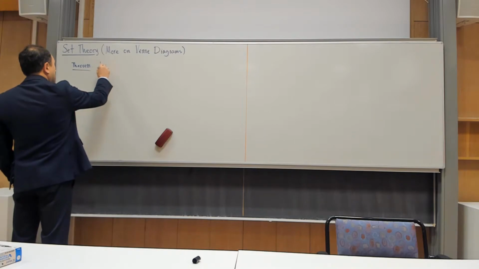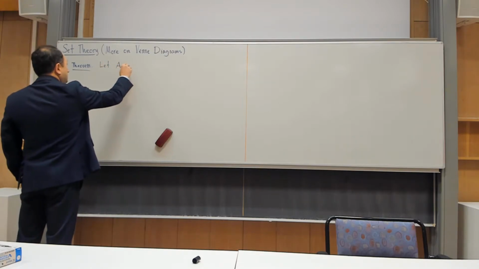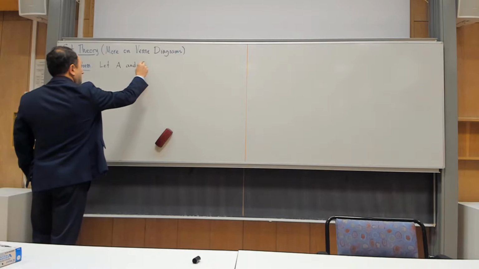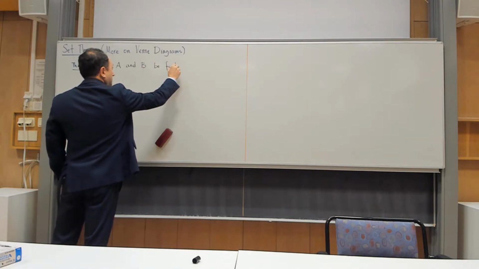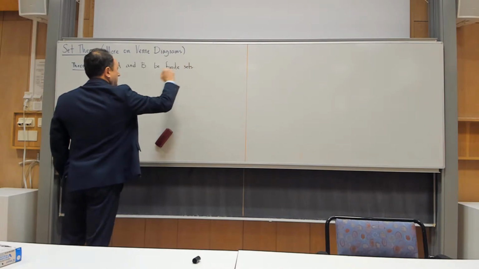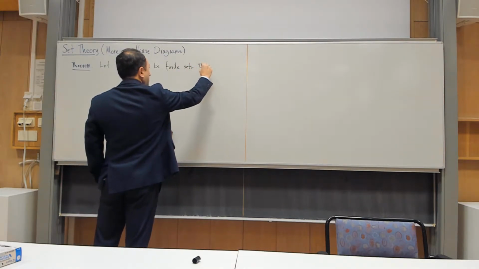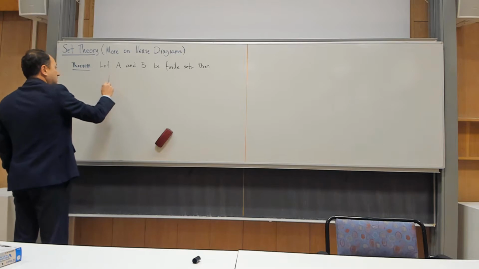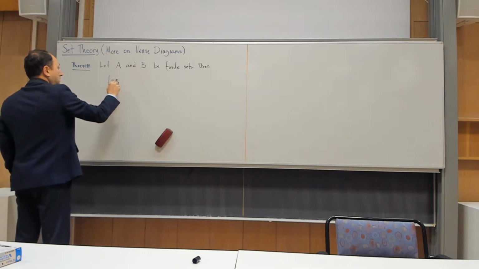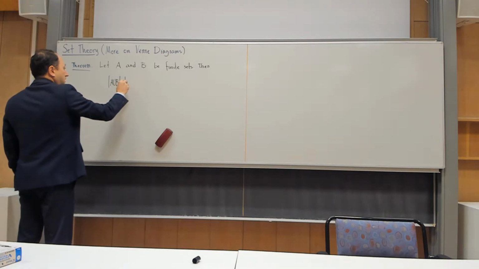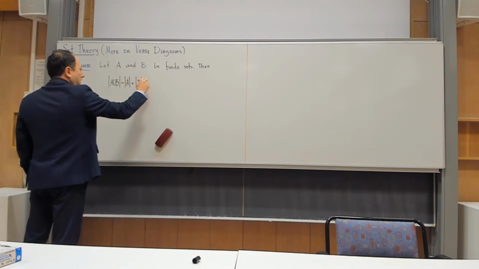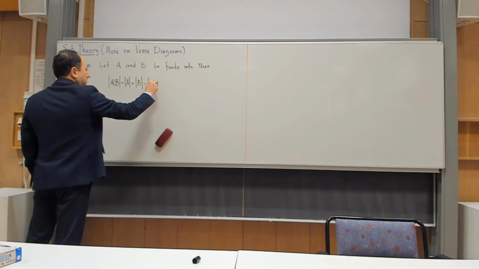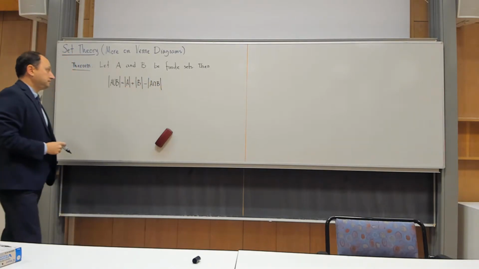Let A and B be finite sets. Then the cardinality of A union B is equal to the cardinality of A plus the cardinality of B minus the cardinality of what is in the intersection.